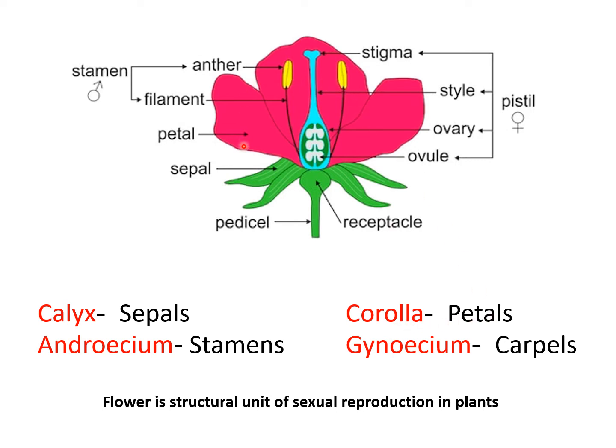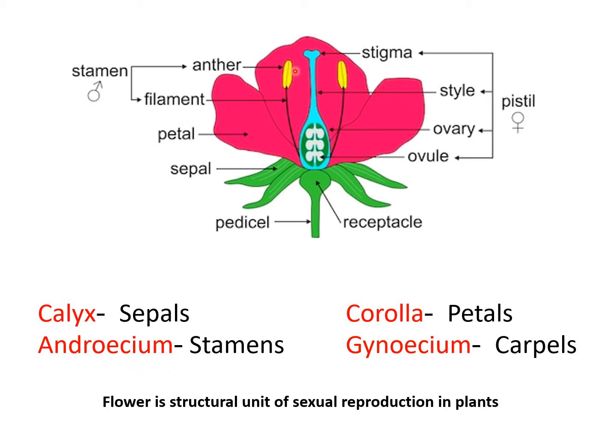So these are the petals. Now the parts which are necessary for fertilization are called androecium and gynoecium. Androecium, and the members of this androecium are stamens.